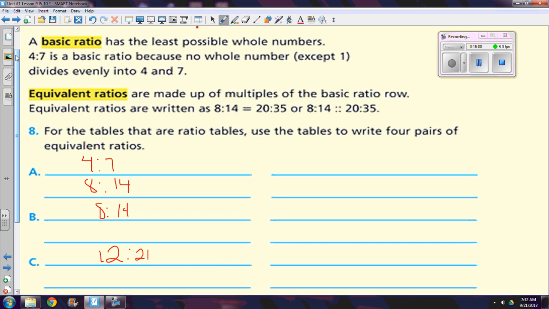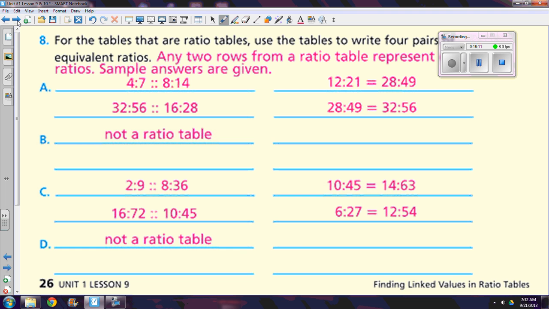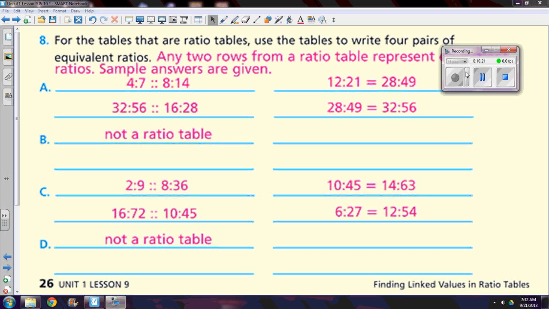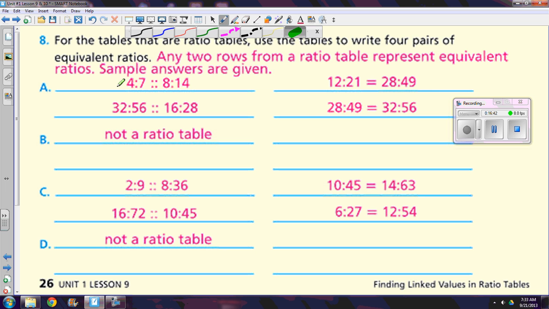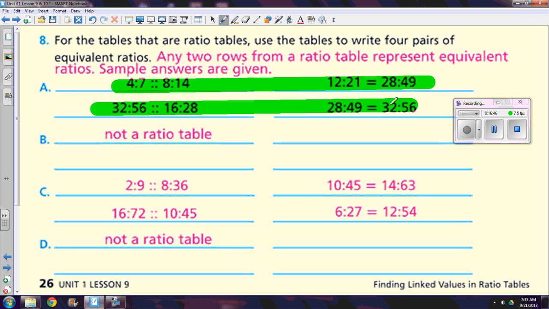Let's just take a look at A here. So if you move over, you have 4 to 7 is the same as 8 to 14, and what actually they did, oh man, I must be missing something here. 4 to 7, 8 to 14. Oh, looks like they're doing this listing. Oh, there's 12 to 21, 28 to 49, 32 to 56. So I actually wrote the answer a little different than what they had. But this is basically what I did. I just put it on the wrong lines.